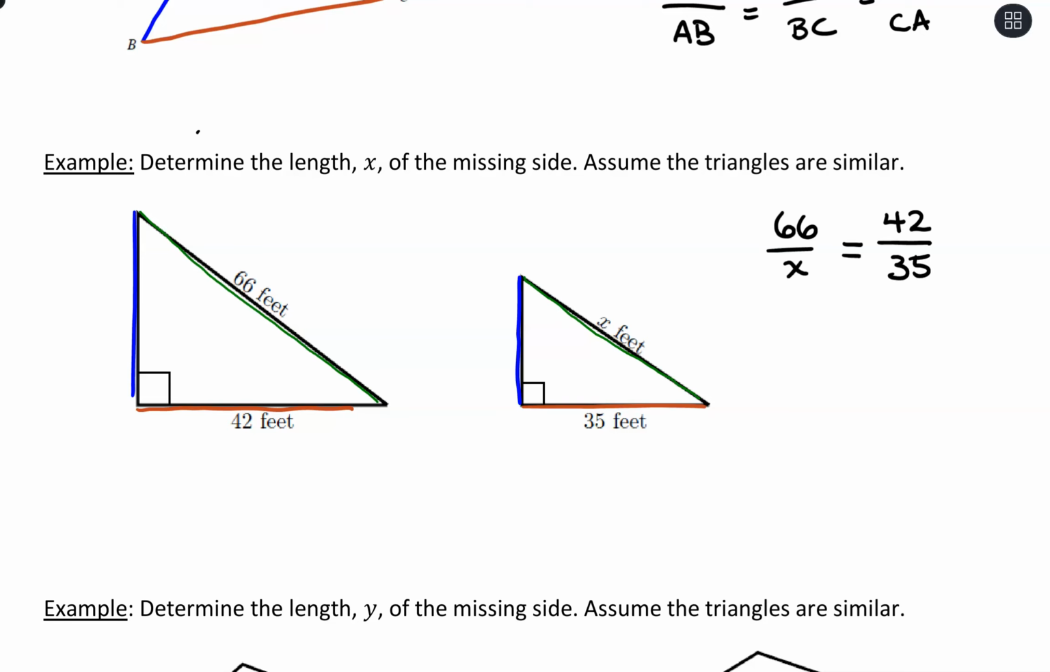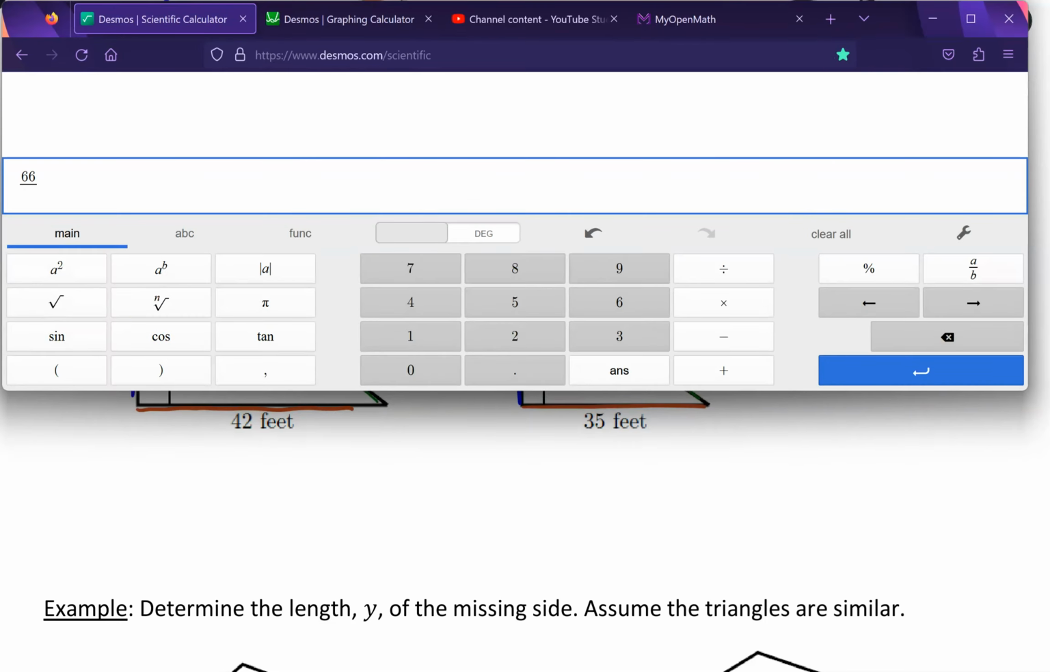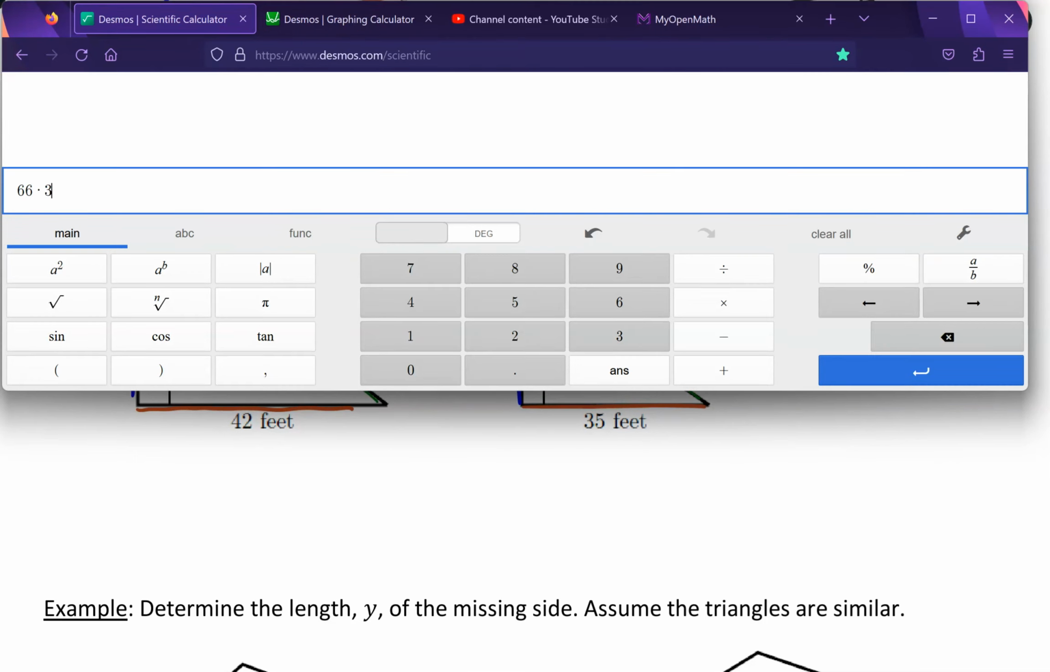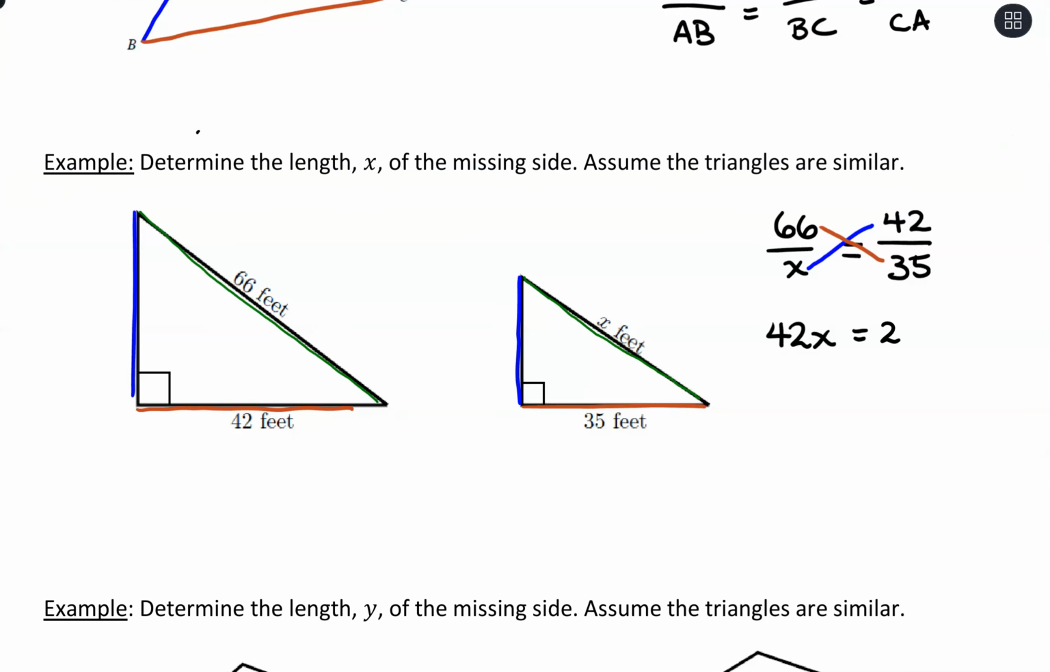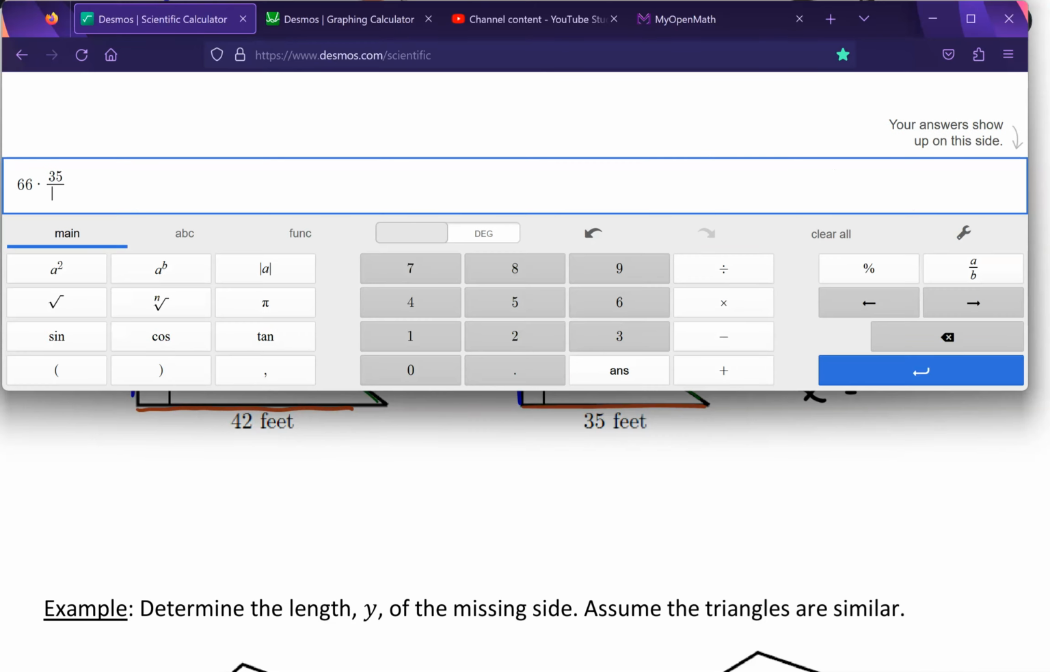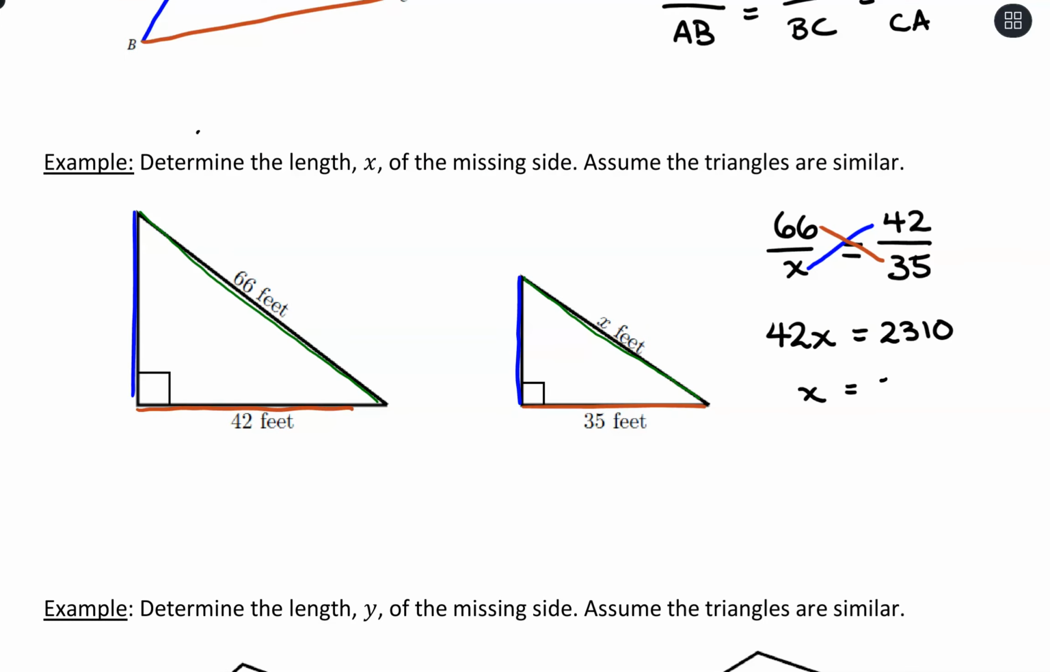Okay, this is why we reviewed cross multiplication, because then I'm going to cross multiply. So I'm going to have 42 times x equals 66 times 35. Oops, typo, times 35, which is 2310. And then we want to divide by 42, which is 55. So that tells me our missing side length there, 55 feet, is our missing side length.